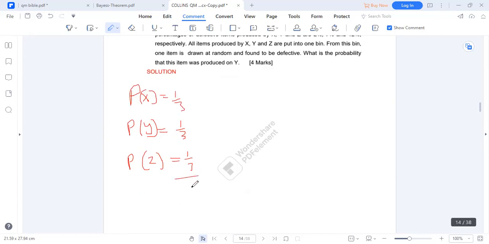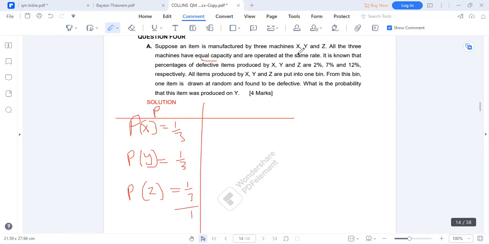So the total here is 1. Do we agree on that? So this is the prior probability. They didn't give us the probabilities of these ones, but they are just giving us the same rate. They have equal rate. Then they'll tell you that it is known that the percentages of defective items produced by machine X, Y, and Z is as follows. So you should also know that the conditional probabilities never add up to 1.